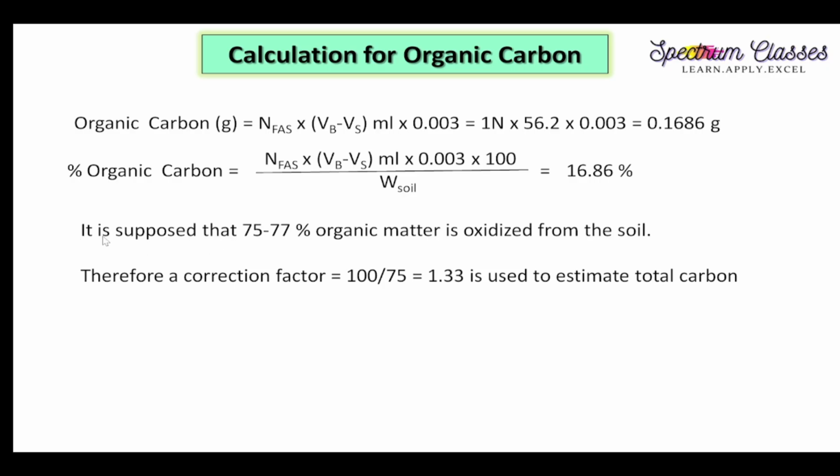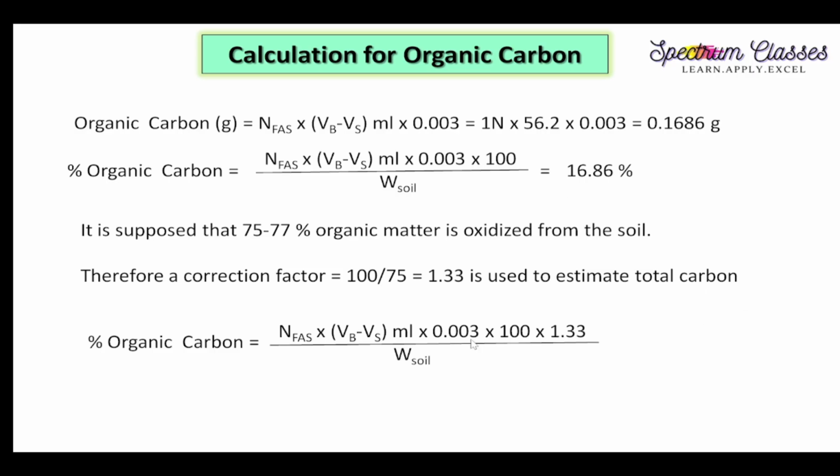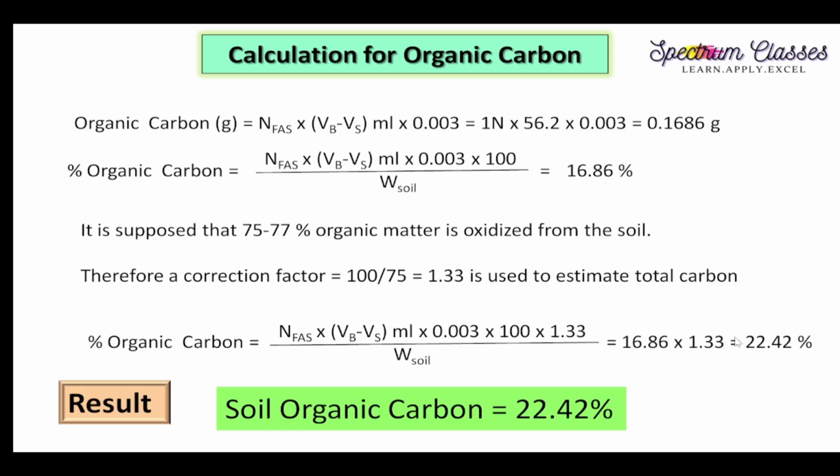By the Walkley-Black method, it is supposed that 75 to 77% of organic matter is oxidized from the soil. The rest remains there. Therefore, a conversion factor is used: suppose we take 75%, then 100 divided by 75 gives 1.33, which is used to estimate total carbon. So percent organic carbon is equal to this much. Fine, so we multiplied it by this, and we get the concentration of carbon, percentage organic carbon. Here you can see, this is the result.